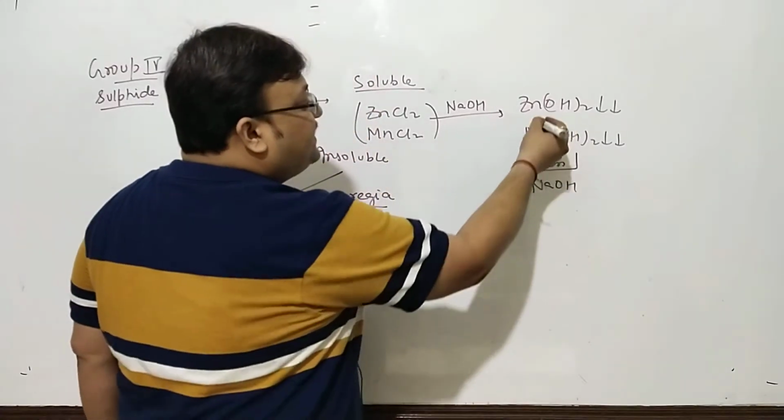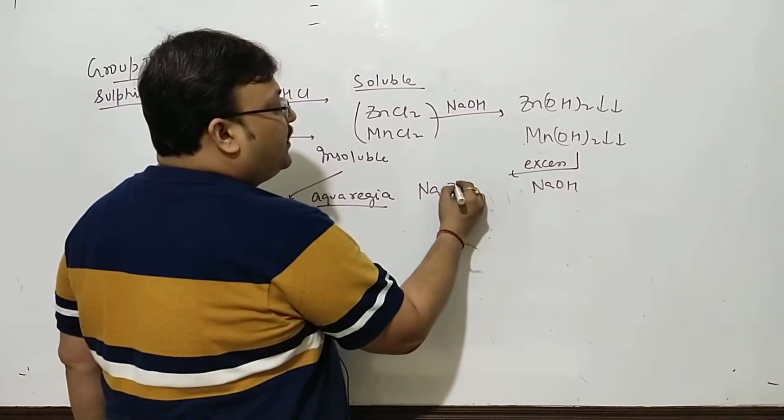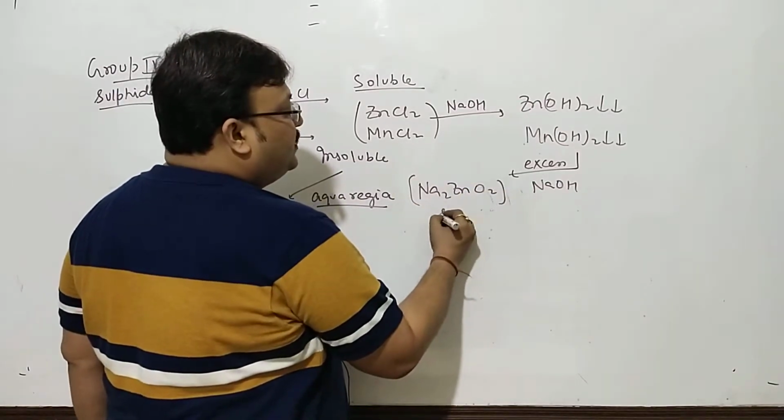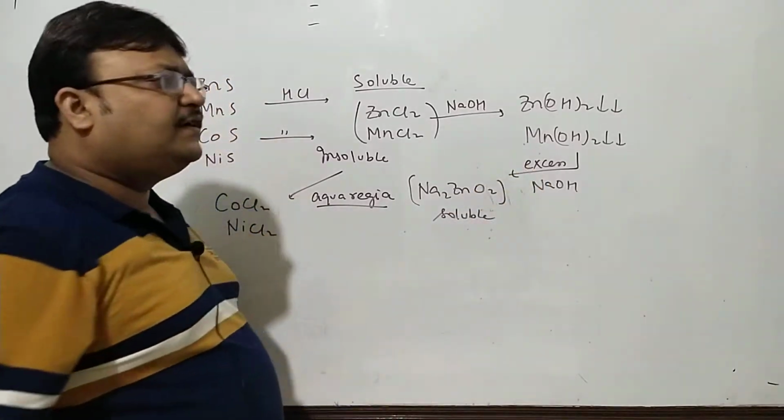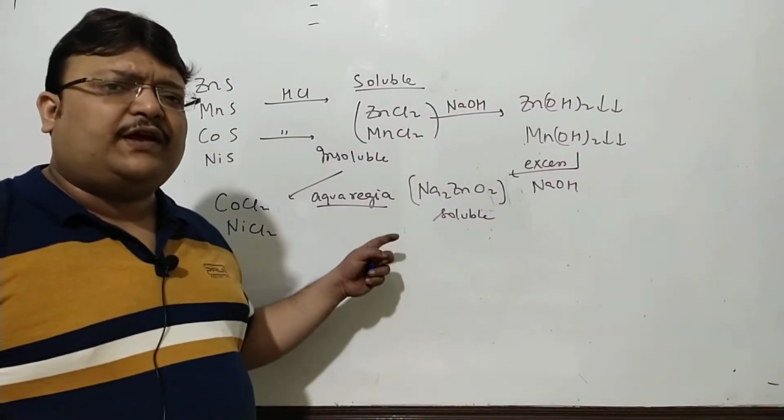And zincate, aluminate, this is an amphoteric behavior. This becomes soluble. So if it is soluble in excess of NaOH, it's zinc.